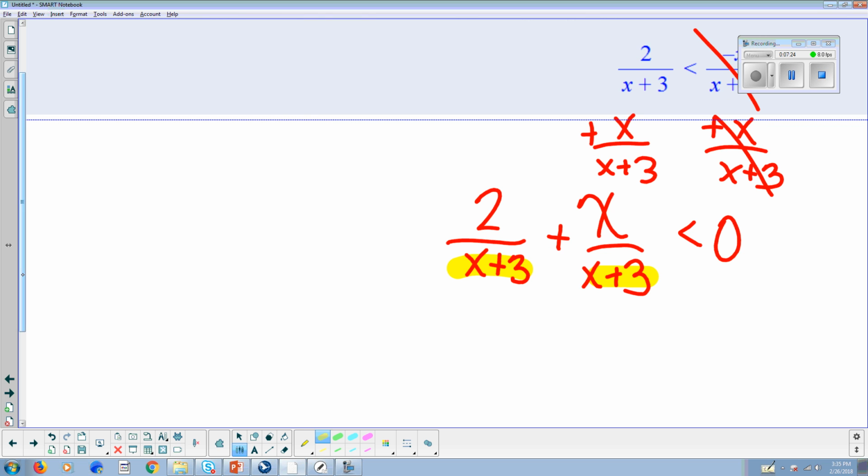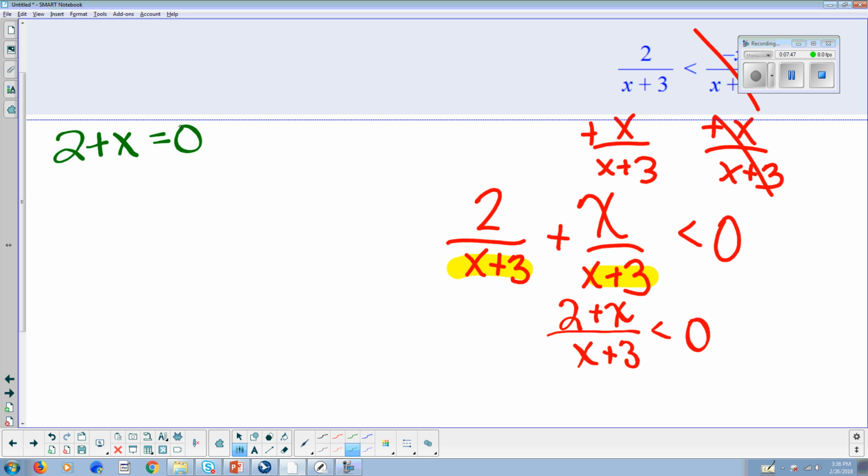So I can rewrite this as 2 plus x over x plus 3. Okay, so it's written as a single fraction. Now I'm going to set the numerator and the denominator equal to 0. 2 plus x equals 0. And x plus 3 equals 0. This gives me x equals negative 2 and x equals negative 3 as my interval endpoints.